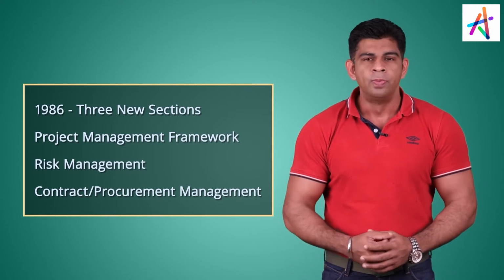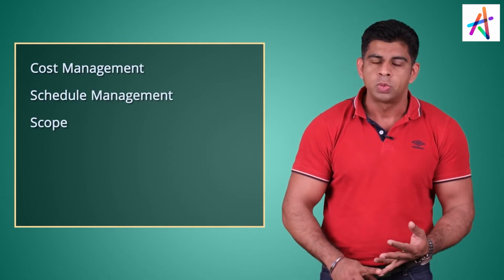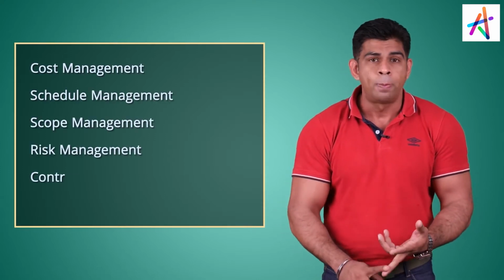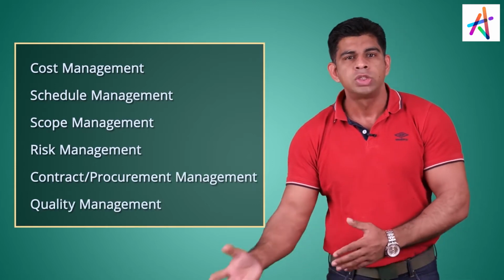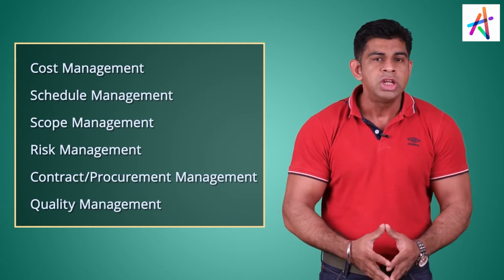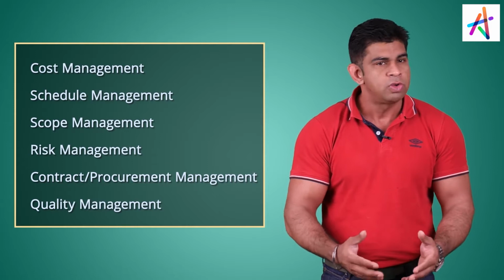What are we going to go through? We are going to talk about the cost management, schedule management, scope management, risk management, procurement management, quality management, and so on. All the areas that you need to be proficient in to be able to do your job effectively. That's what we're going to cover.